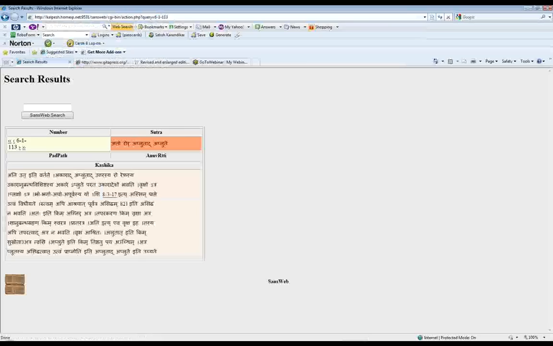6.1.1.3. Okay. It says ati ut iti vartate. See, Kashika first says that what is anuvritti is coming down. Ati and ut is the anuvritti. So when a short a follows, ut is the adeshaha. So these are coming from prior sutras. Ati atut. And then he gives the vritti.